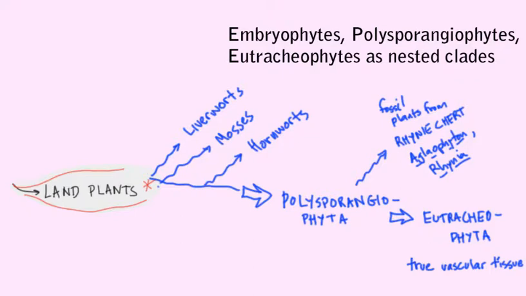So, the layout is going to go like this. The whole clade of land plants is the kingdom Plantae, also called the Embryophyta, a name that will make sense in the next lecture. Mosses, liverworts, and hornworts are the early splits forming a grade of non-vascular embryophyte taxa. The Polysporangiophyta had some early non-vascular members like Rhynia, but is represented today only by the truly vascular plants, the Eutracheophyta.